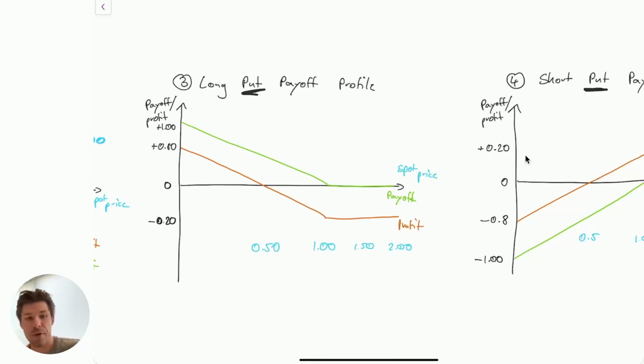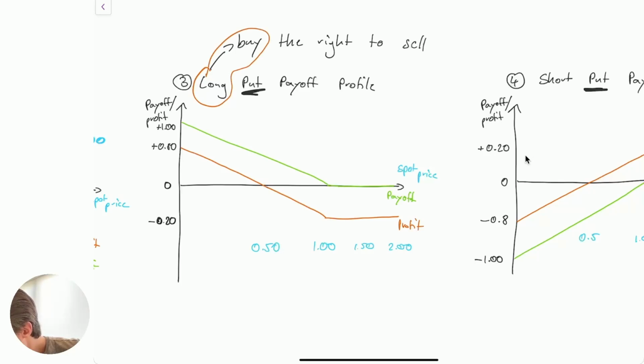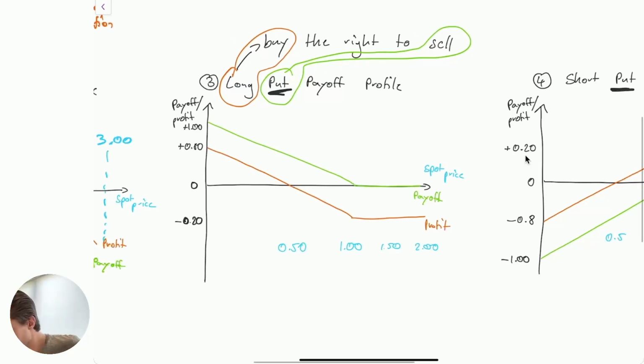Put option, let's do it differently. Let's say Walmart is now the owner, not you as a customer. Walmart has decided to buy the right to sell. Yeah, so long, buy, put, the right to sell. So Walmart has bought the right to sell.